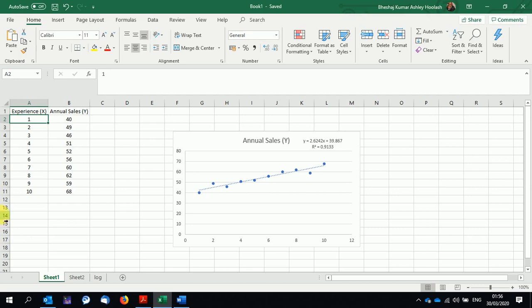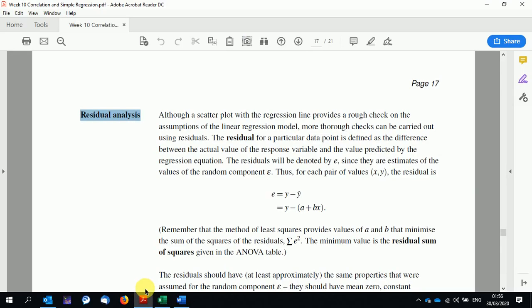But what if instead of taking Ashley, I had taken John, who also had 1 year of experience? So instead of Ashley, who has 1 year of experience and who made 40,000 pounds in sales, what if I had chosen another person called John, who also has 1 year of experience, but who had a different annual sales? That would have been different, and I would have got a different coordinate here, and hence a different straight line. So that's what the random component of y means.